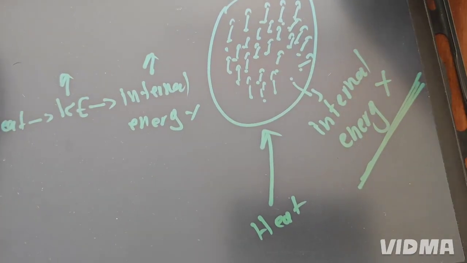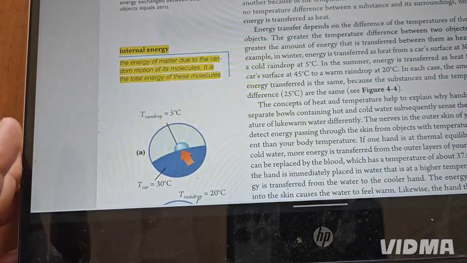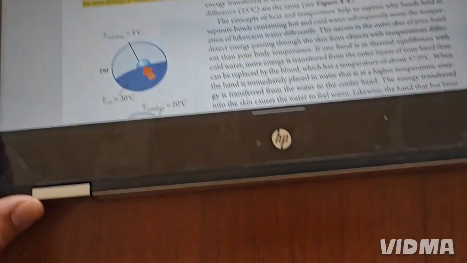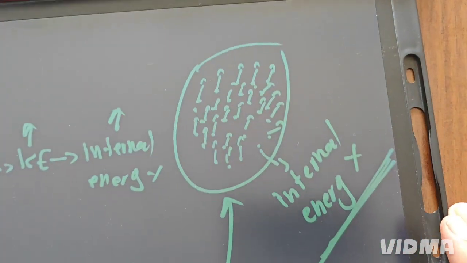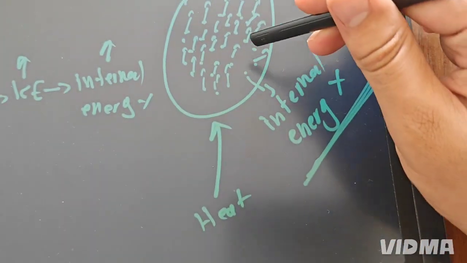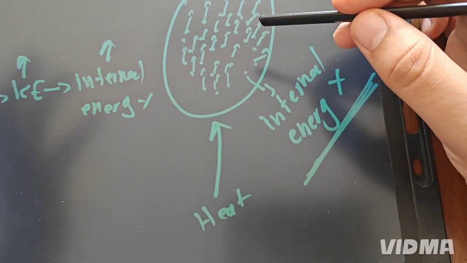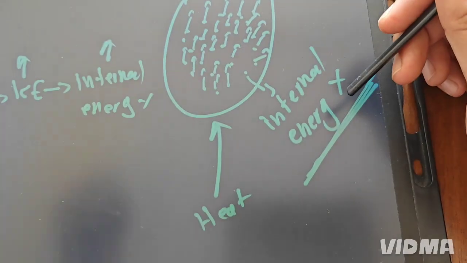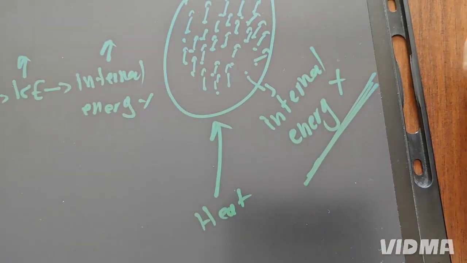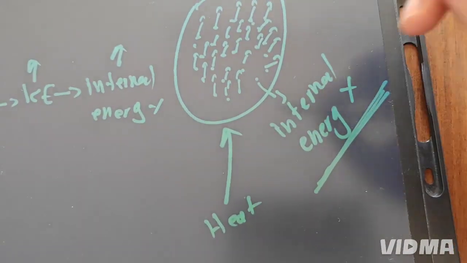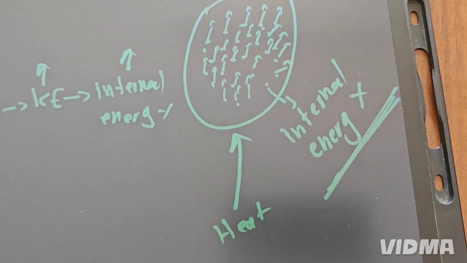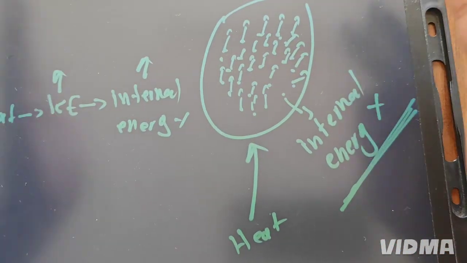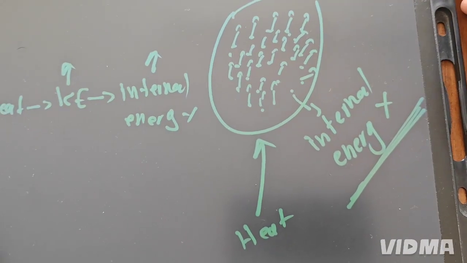As the definition says here, look: the energy of the matter due to random motion of its molecules. Random motion. Of course, when you give this object heat, the particles' motion is going to increase randomly. Of course, the internal energy is going to increase, because internal energy means the energy or the motion of the particles inside this container. So the particles increase in energy because we give them energy, and this is the relationship actually.